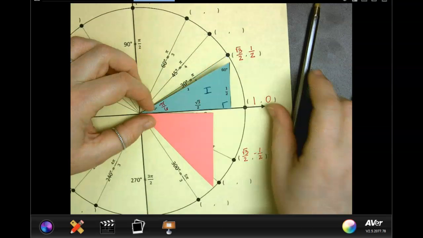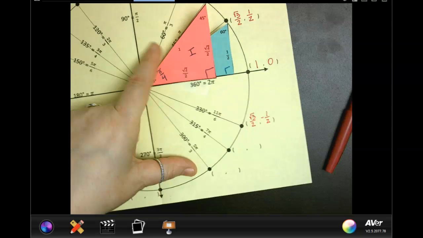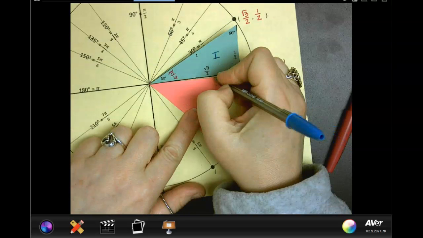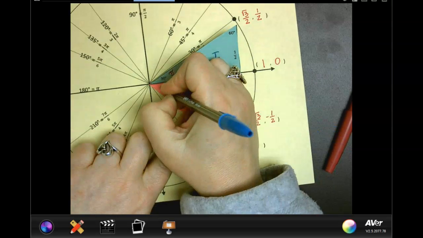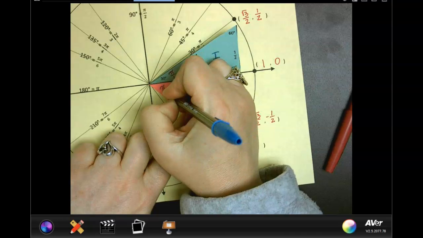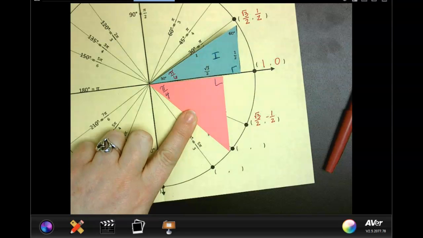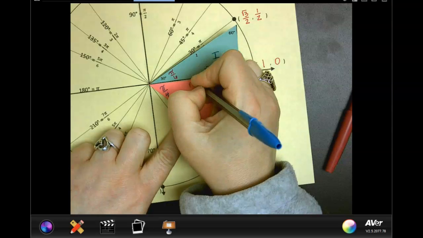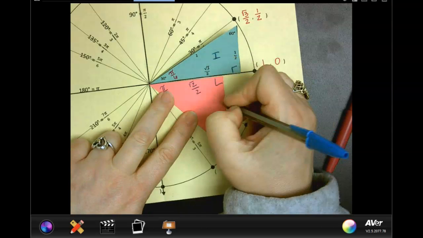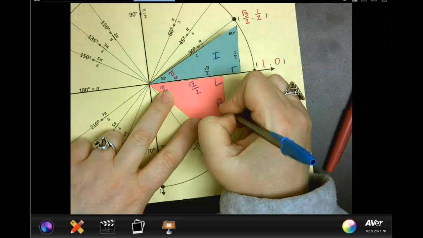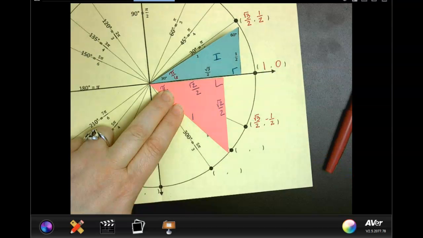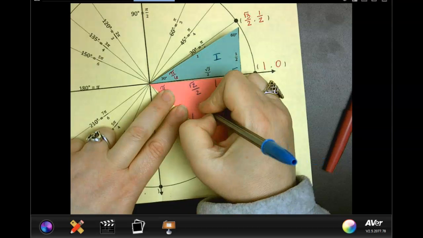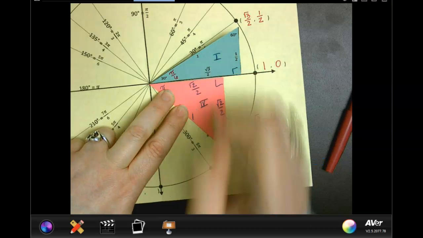I'd reflected that one. So I reflect my pink one down. Here's my right angle. This is pi fourths. This length right here is the square root of 2 over 2. This is the square root of 2 over 2. This is 1. And what quadrant am I in? Fourth. I forgot to write that on the green one, but we're in the fourth quadrant.